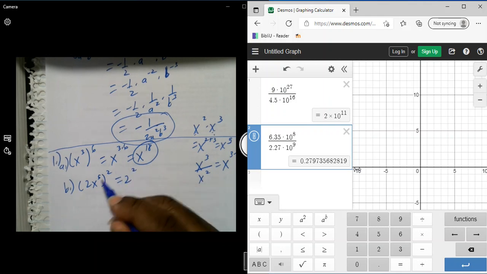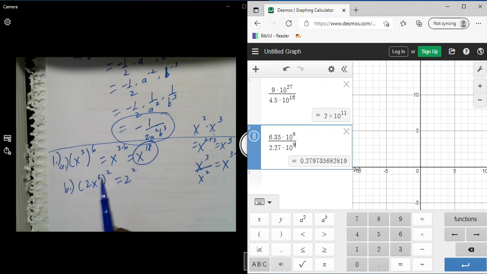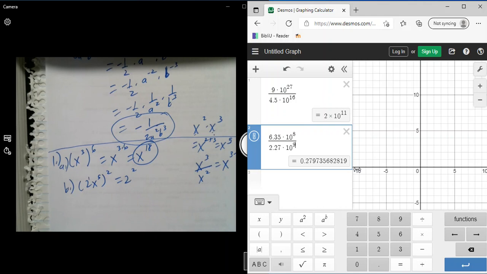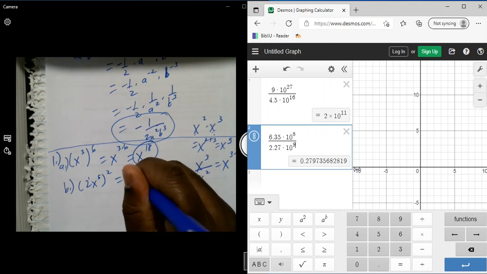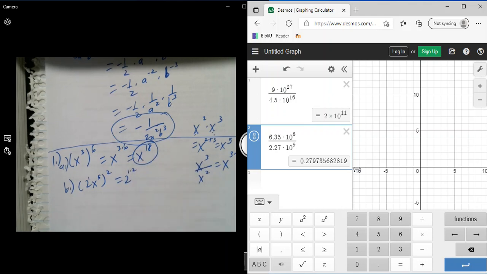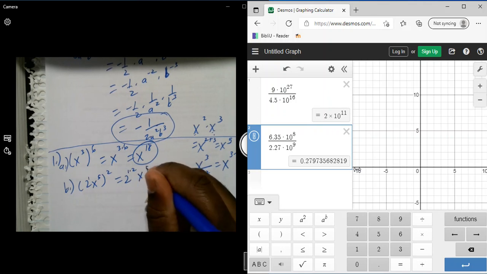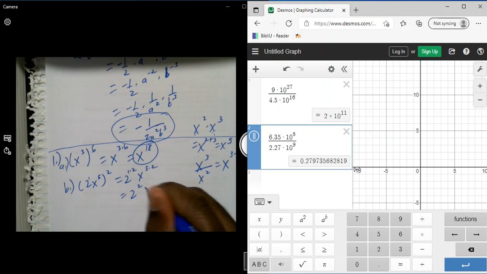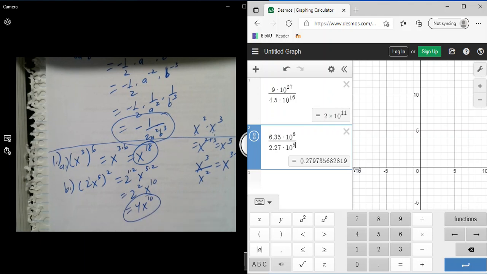So everything in here is taken to the second power. So it'll be 2 to the second power. And just to illustrate this, why is it 2 to the second power? Because remember, 2 is assumed to be taken to the first power. So that's the same as saying 2 to the 1 times 2 power, and then it'll be x to the 5 times 2 power. So this would be 2 to the second power x to the 10th, which is 4x to the 10th. Okay, C.